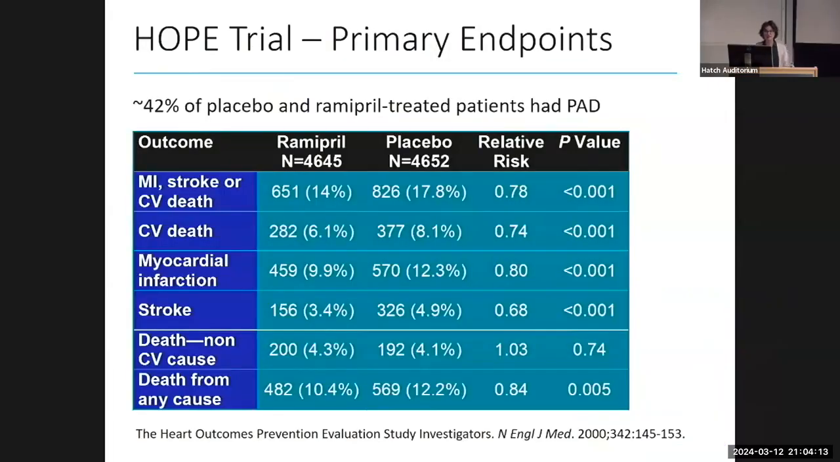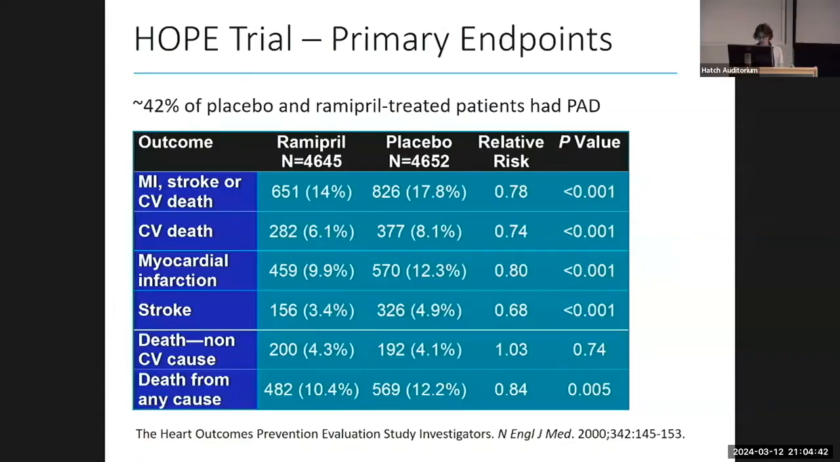In terms of hypertension, the data for ACE or ARB comes from the HOPE trial, which was a trial comparing ramipril versus placebo in patients without heart failure. 42% of the patients included in this trial had PAD. And what you can see is a reduction in almost every outcome, at least cardiovascular outcomes, with the use of ramipril 10 milligrams versus placebo. And so for that reason, if your patient with PAD has hypertension, I would absolutely apply ACE or ARB therapy to their prescription.